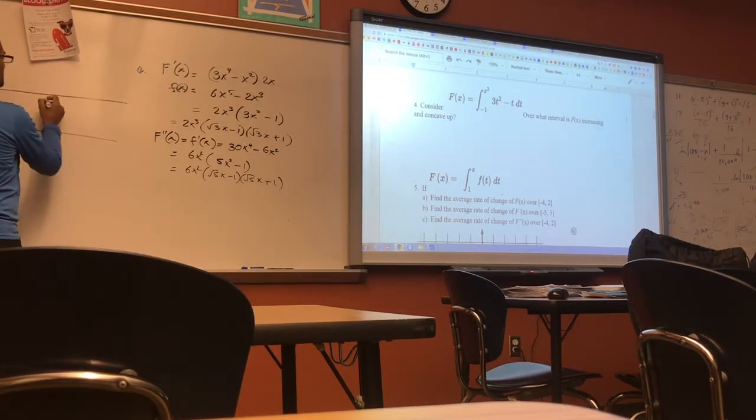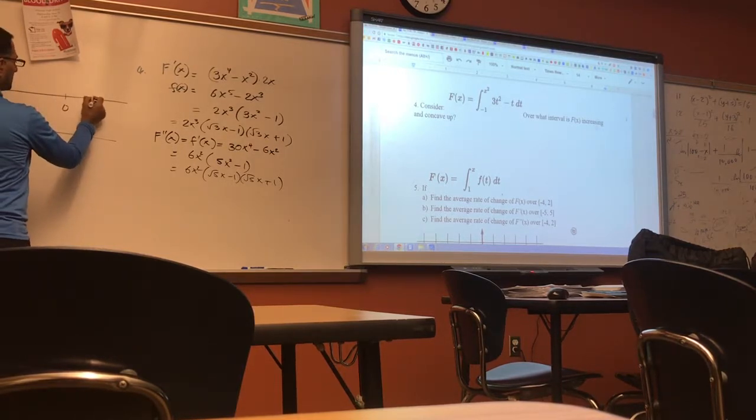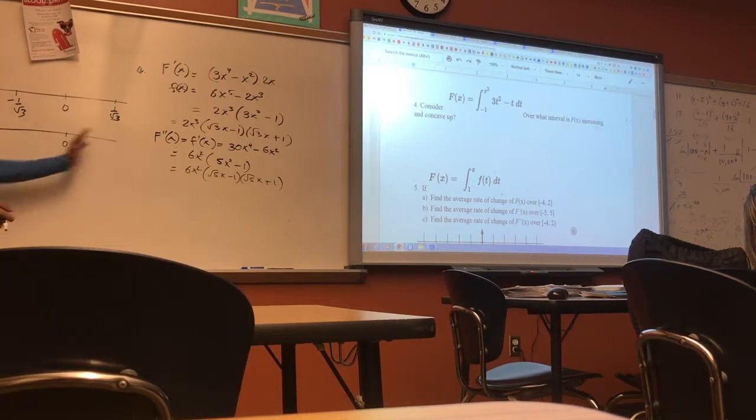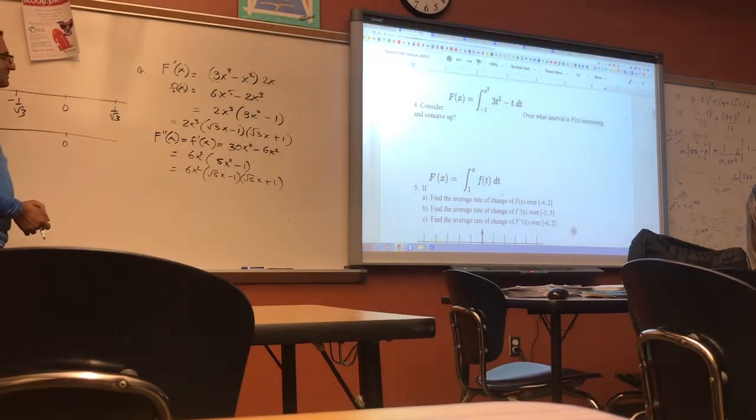Yeah? So your roots are 0, 1 over radical 3, negative 1 over radical 3. This is 0. Common sense. 1 over radical 5 is bigger than 1 over radical 3 or smaller? Common sense. Just think of it as 1/3 and 1/5. Which is bigger, which is smaller? Where am I putting 1 over radical 5? Yeah, smaller, okay, because you're dividing by a bigger number.